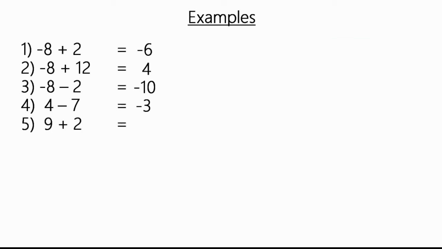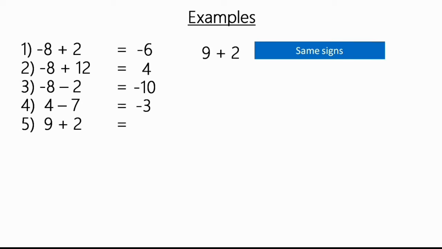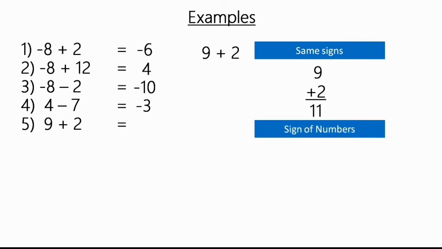Let's see number 5. 9 plus 2. 9 plus 2, they are of the same sign. So we add the magnitudes. 9 plus 2 is 11. The numbers are positive, so 11 will be a positive number. So 9 plus 2 is 11.